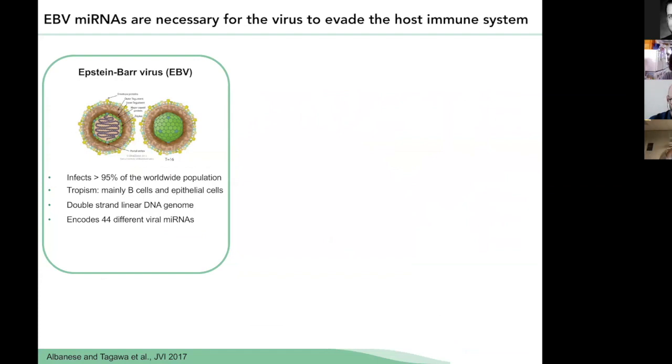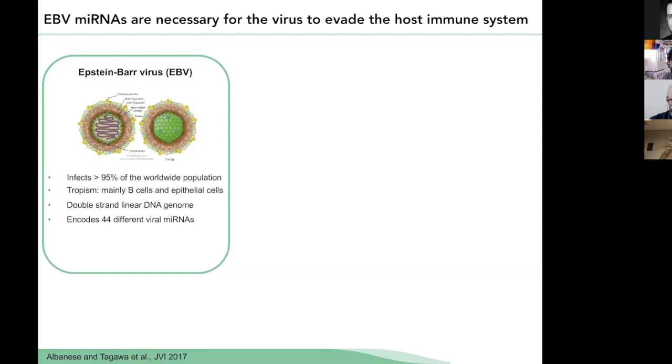And what is important to know is that it has a strong tropism for B cells and epithelial cells, and has a really big double-strand DNA genome that encodes 44 different viral microRNAs. These viral microRNAs are actually really unique. They're completely different from the human ones. And so it's really easy to study them, because you can really distinguish the effect of the viral microRNAs from the human ones.